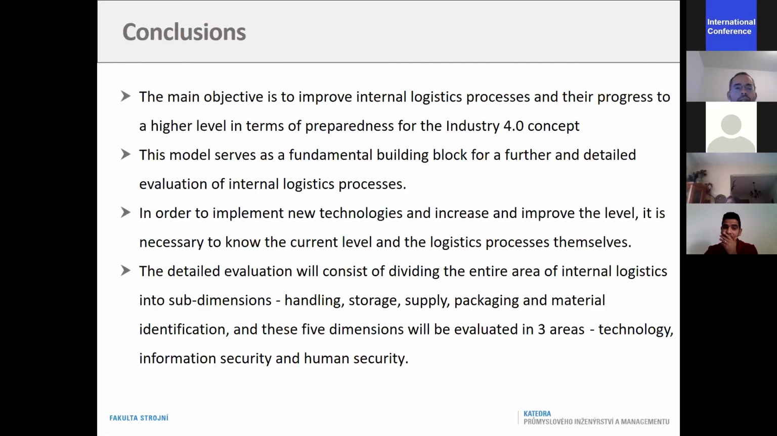So we tried to analyze the information of internal logistic processes. We tried to improve them. That's why we tried to propose some model of Logistics 4.0 in coherence with the Industry 4.0 concept. This model is, let's say, just a beginning.